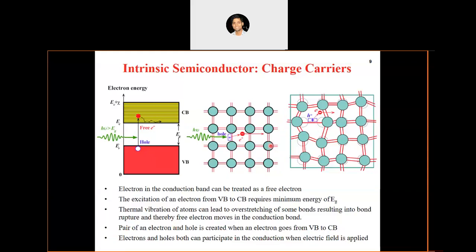An electron is a free particle, so it can participate in the conduction process in any way. Holes participate in the electrical conduction process by the counter movement of electrons from one bond to another bond, and as a result, in the opposite direction the hole also moves.